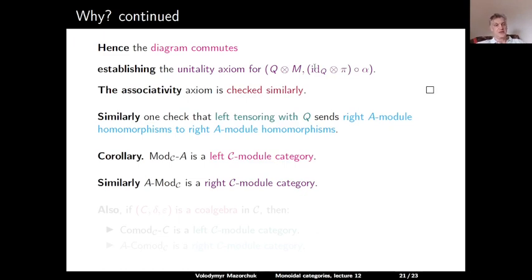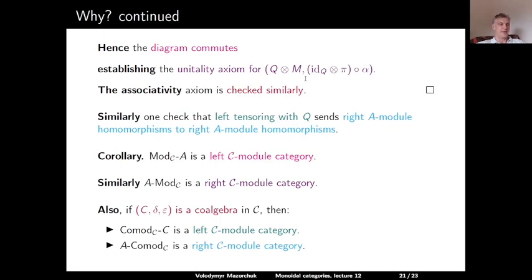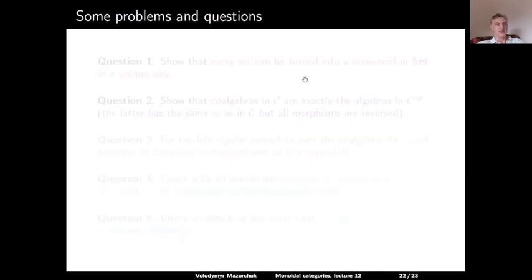And here we did this for an algebra A, we can do it for a coalgebra C. So if C is a coalgebra in C, then the category of right comodules over this coalgebra is a left module category over our monoidal category. And the category of left comodules over this coalgebra is a right module category over our monoidal category. Okay, let us finish with some problems and questions.